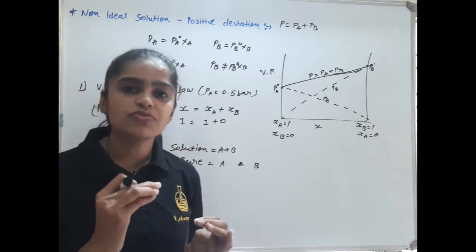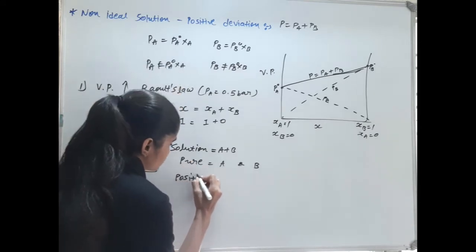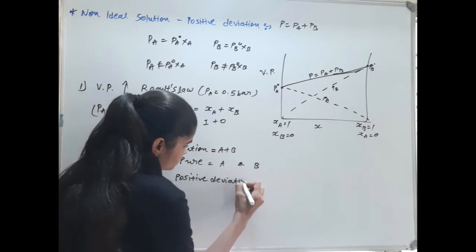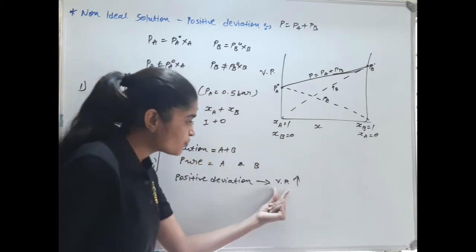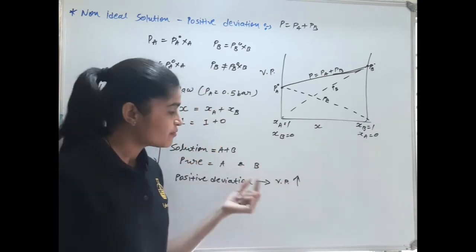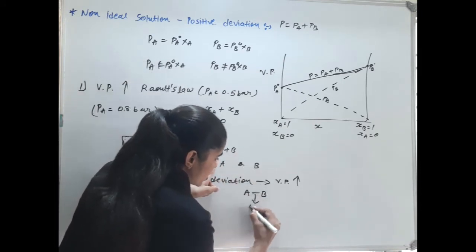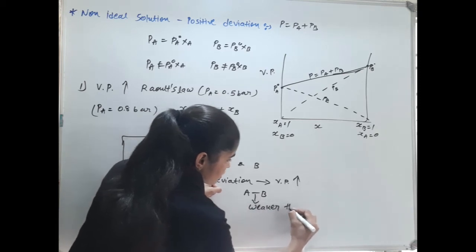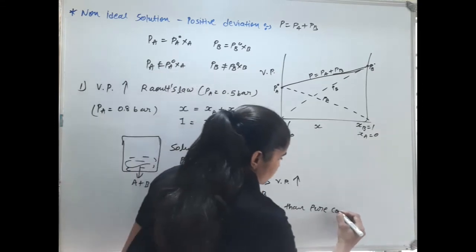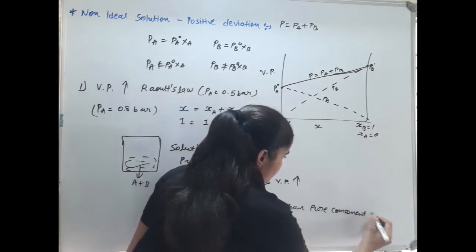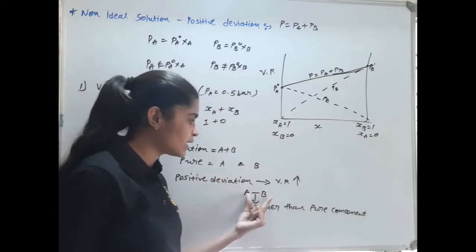In the sense of the positive deviation, that means the vapor pressure is more. First of all, the meaning of the positive deviation: the vapor pressure is more. Why is the vapor pressure more? Because in this solution of A and B, this bond is weaker than in the pure components A and B. The intermolecular interaction between A and B is weak.